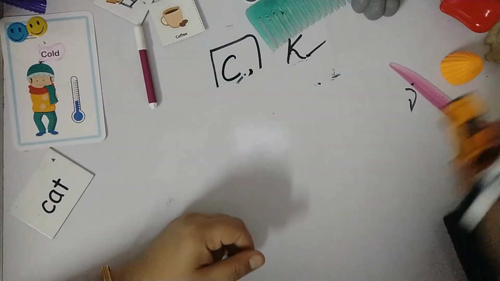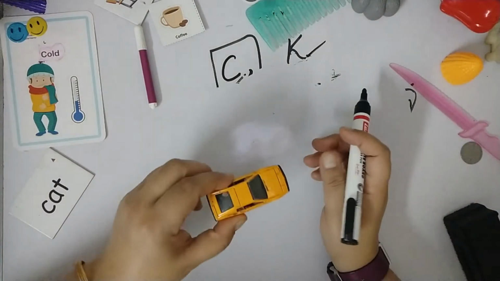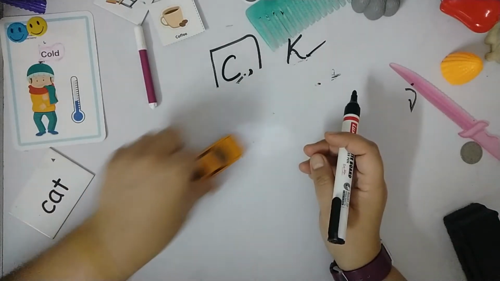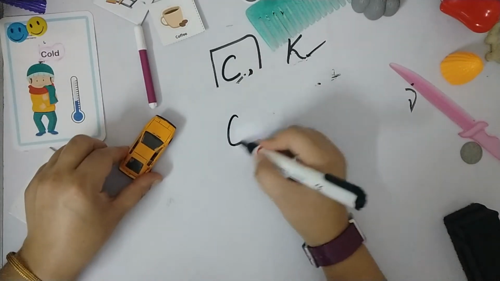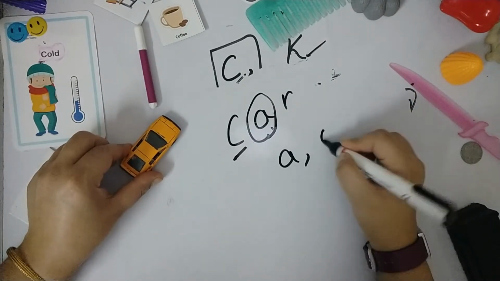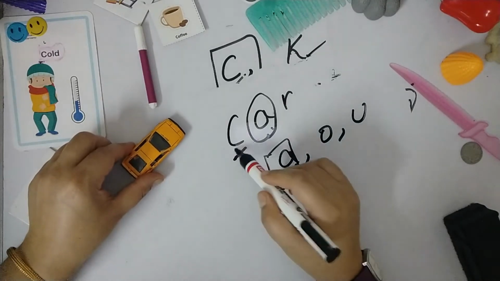Now see, you can ask the child, oh, as the cat is unwell, we need to take the cat to the doctor. So we'll go in a car. In a car, we'll go to the doctor. Okay, car. So again, C is followed by vowel A. So whenever we have k sound and it is followed by vowel A, we are using C.